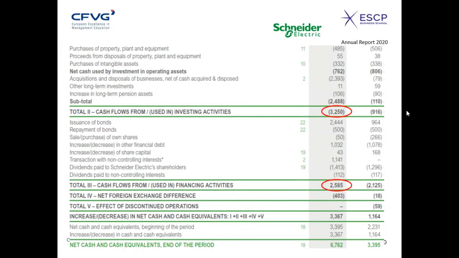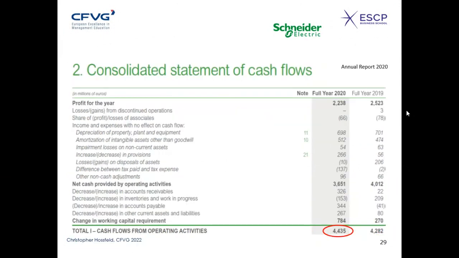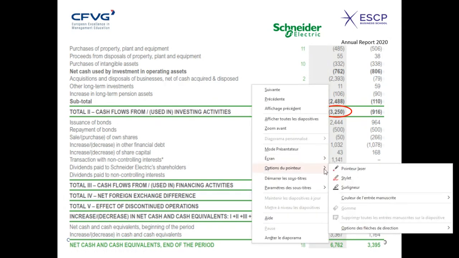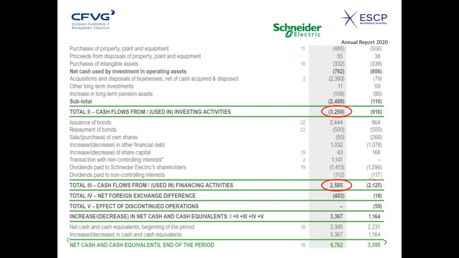Okay, so operating cash flow should be positive all the time. That's what we have here. Investing cash flow is probably negative. Okay, and then we make the comparison of operating cash flow and investing cash flow to see the free cash flow. Okay. How about financing cash flows? Here we see in 2020 it was positive, but in 2019 it was negative.